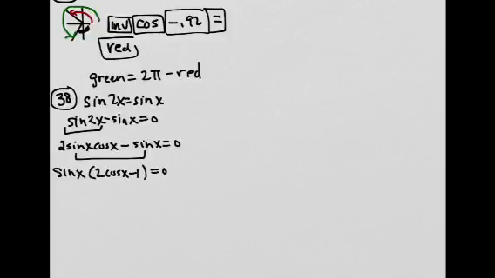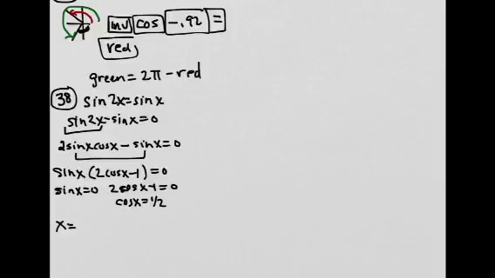And so now I set each factor equal to 0. The first factor, sine x, equals 0. For the second one, cosine x minus 1/2 equals 0, so I know that cosine x is 1/2. So I'm going to solve for x.